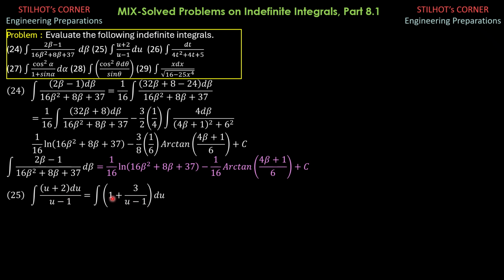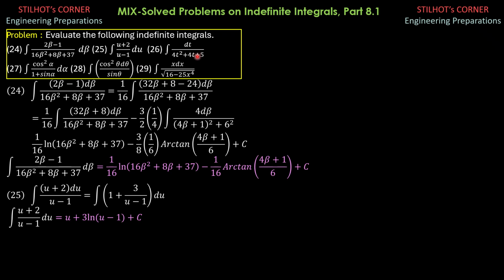The integral of 1 du is u, and the integral of 3 over u minus 1 is 3 ln of u minus 1. So the final answer is u plus 3 ln of (u minus 1) plus c. Then we proceed to number 26.